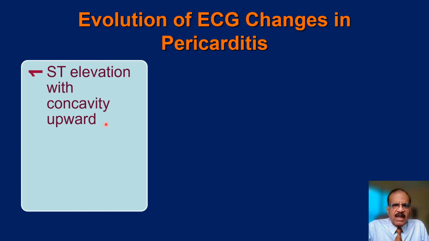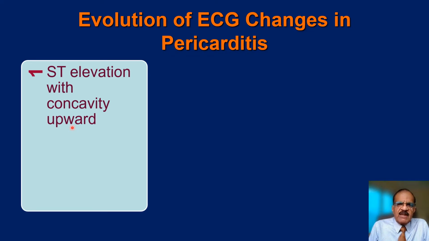First step is ST segment elevation with concavity upward. Now, this ST segment elevation is usually global and usually subtle as compared to ST segment elevation of myocardial infarction, which may be very, very gross, maybe 10 millimeter elevation. ST elevation in pericarditis is usually 1 to 3 millimeter max. And it has got a specific morphology. It is concave upward, and it is present globally.